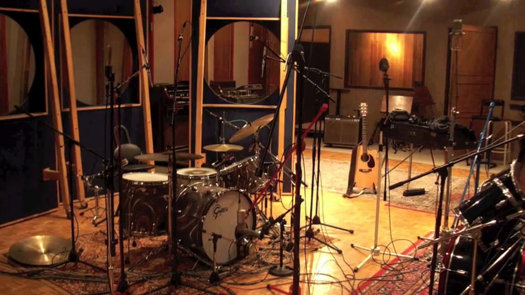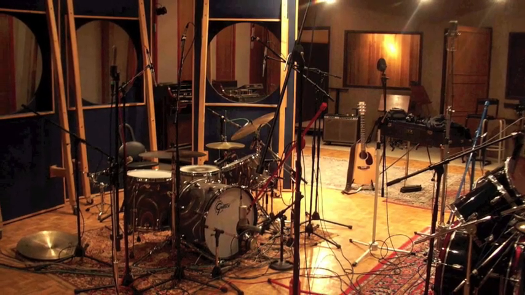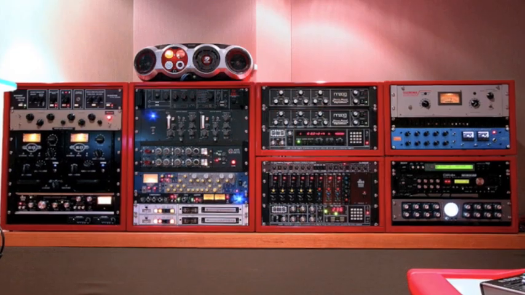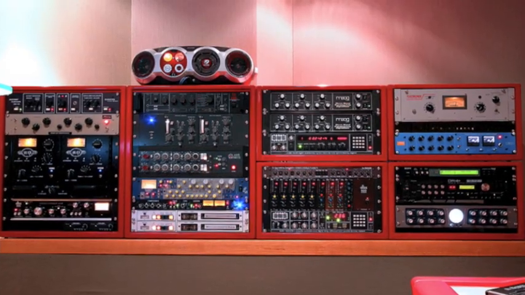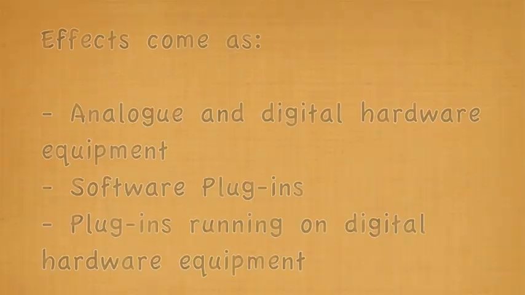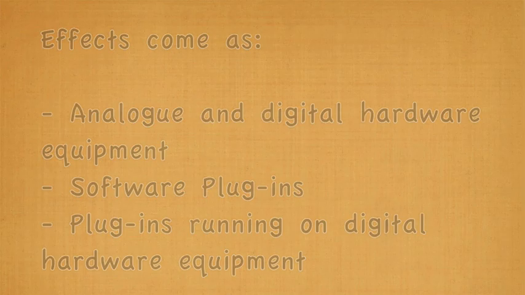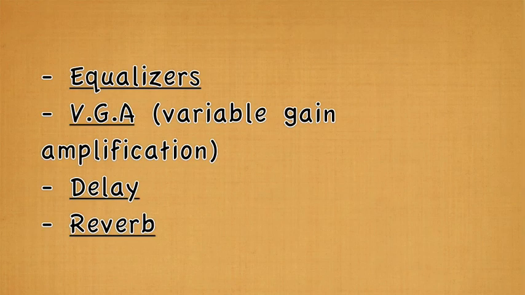In modern productions, the use of audio signal processing is considered essential, and some sort of processing is even used in classical recordings. The tools used for signal processing are called effects. Effects come as analog and digital hardware equipment, as software plugins, or as plugins running on digital hardware equipment. Effects can be divided into 4 main categories: equalizers, VGA, which stands for variable gain amplification, delay, and reverb.